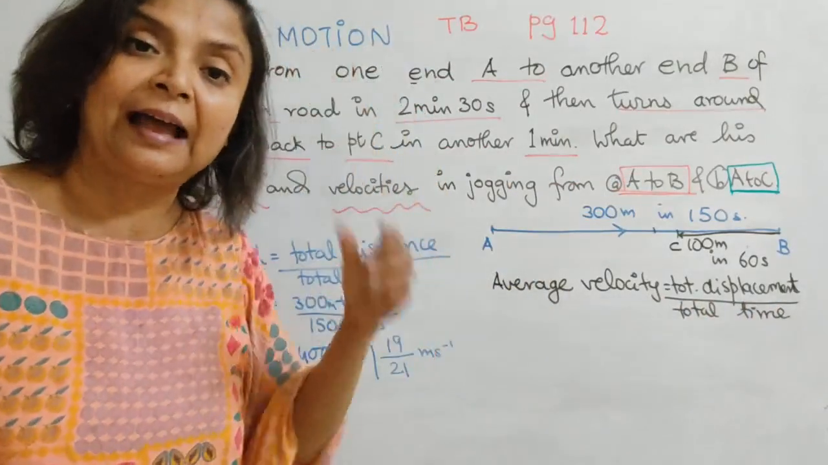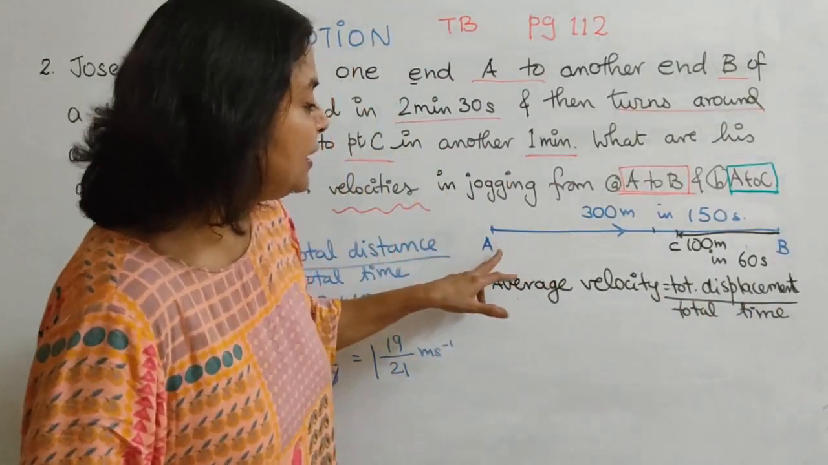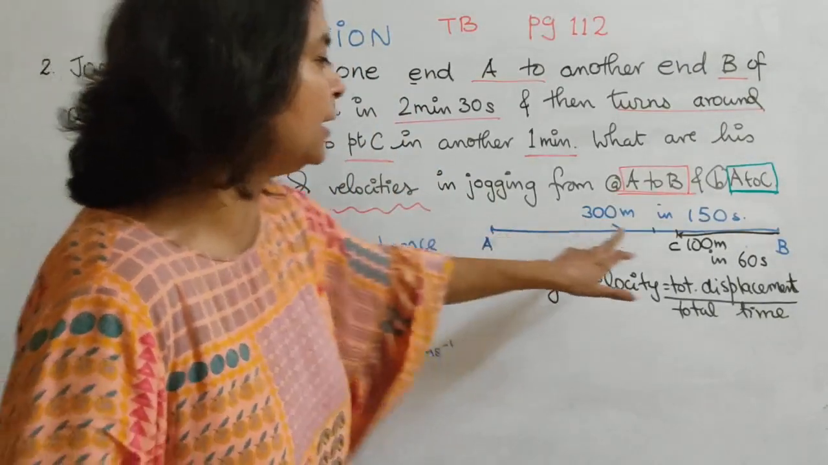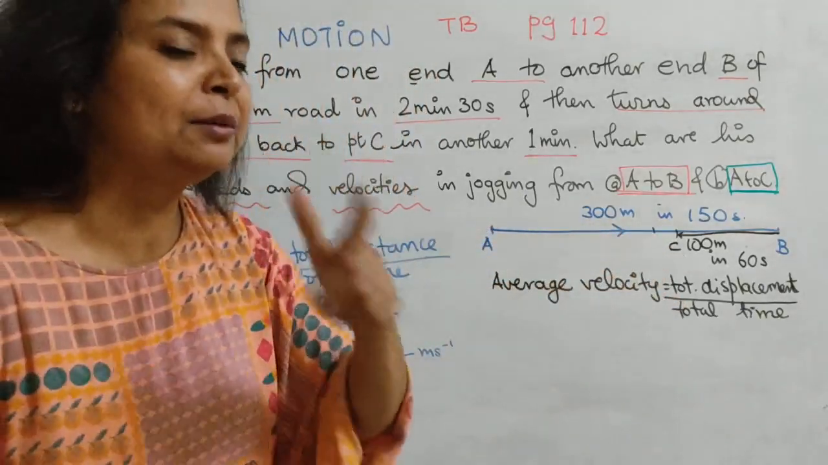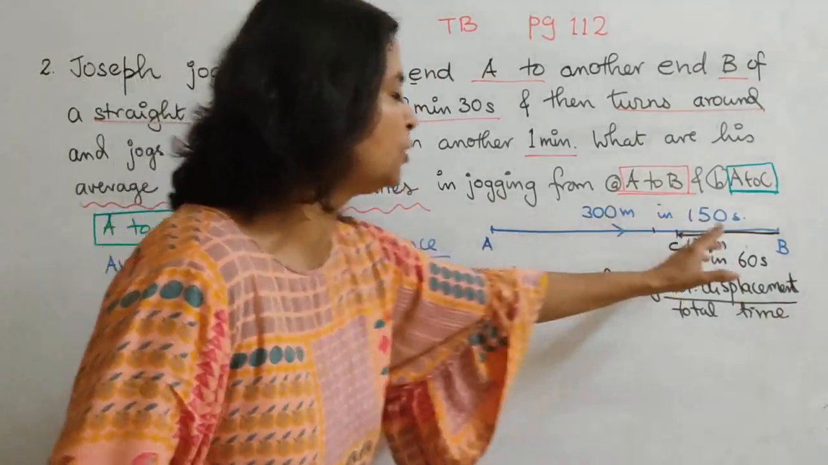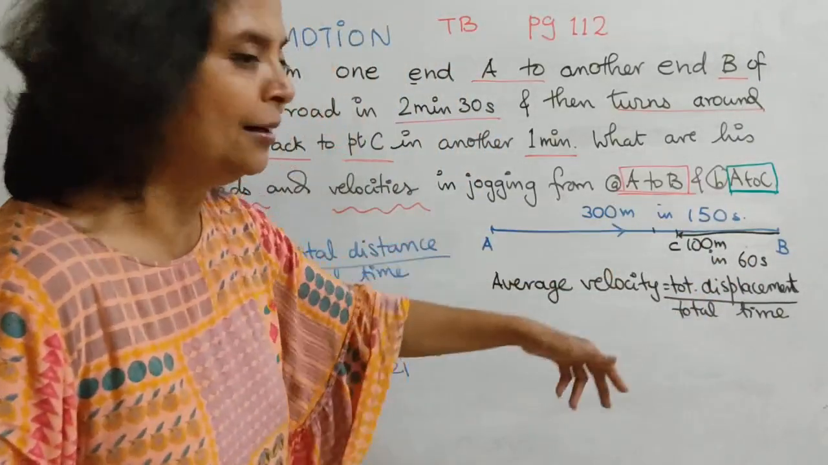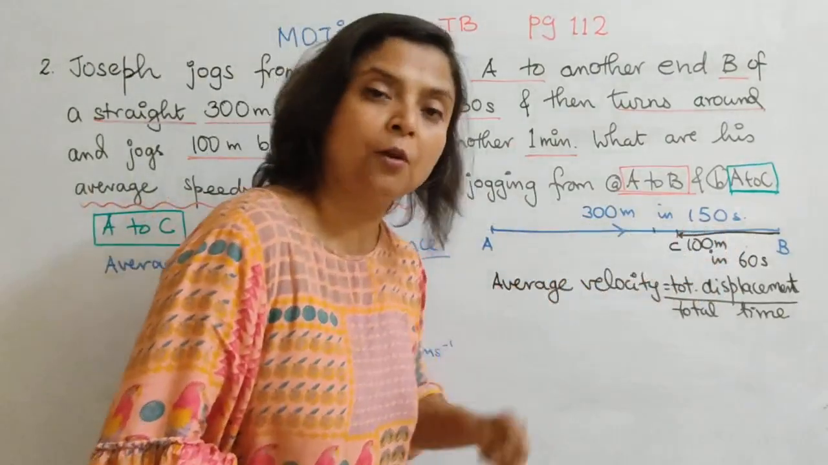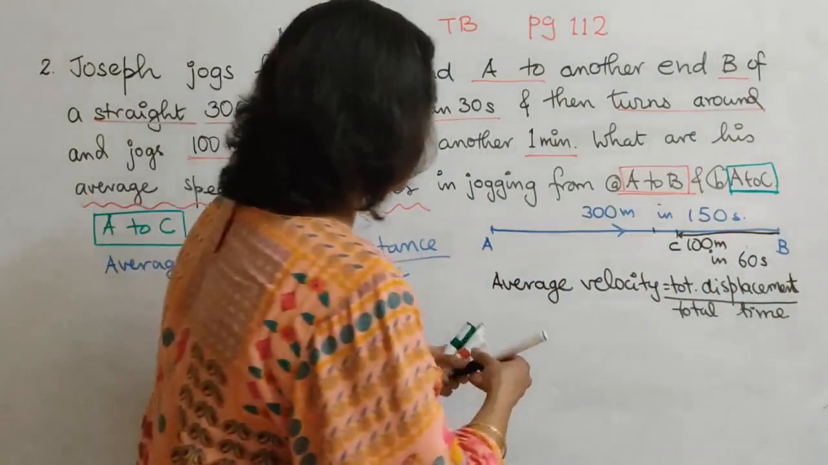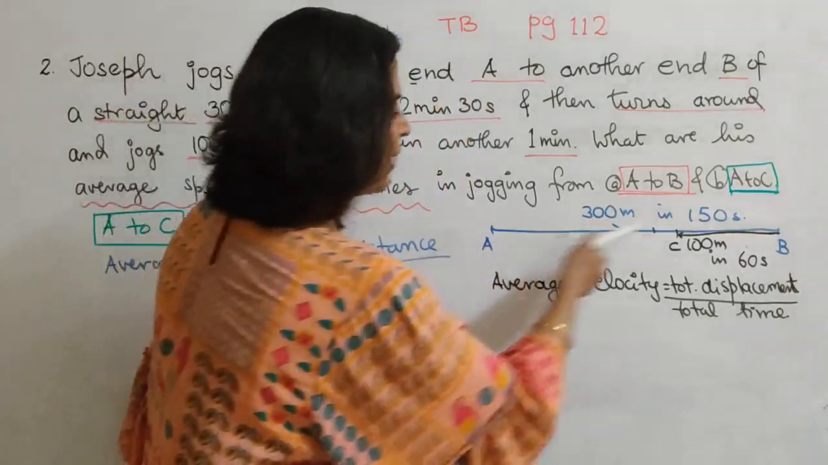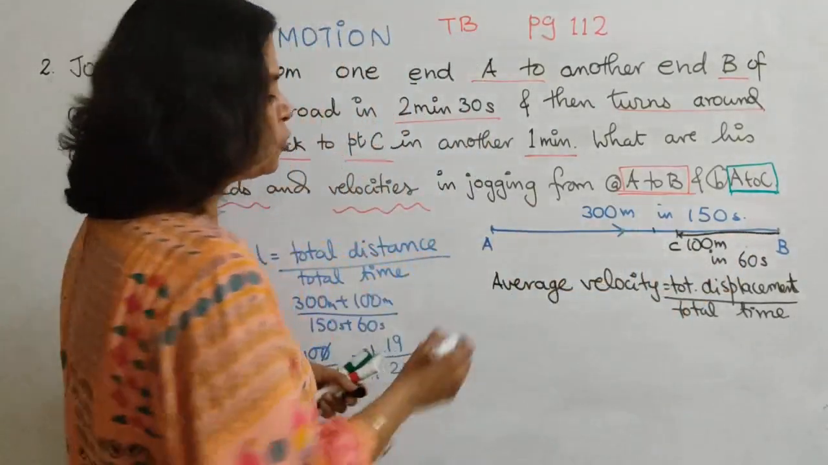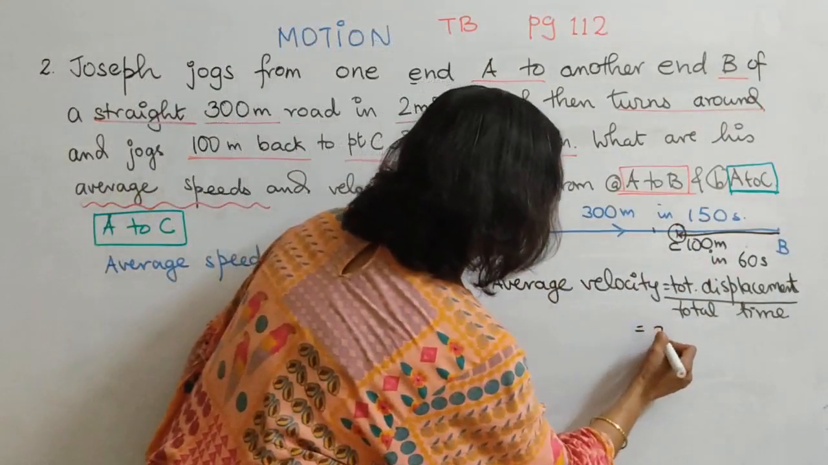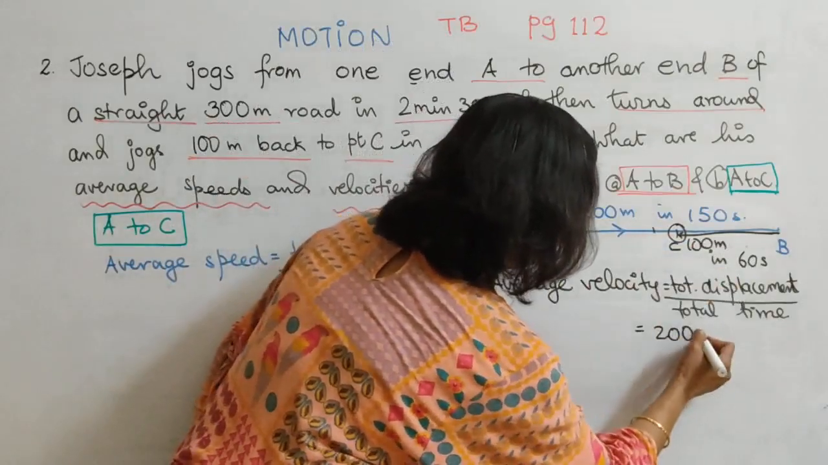Let's go back and recollect what is displacement. The minimum distance between the initial and the final position. So what is the minimum distance between A and C? Out of the 300, we have to cut out the 100. So how far is C from A? 200, because 100 meters he came back. I'll repeat, he went 300 and returned back 100. So how far is he from A? So that is 200 meters.